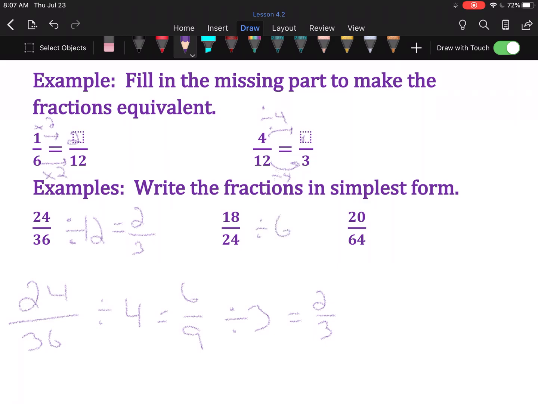18 and 24, I would say 6 is what goes into both of those. 18 divided by 6 is 3. 24 divided by 6 is 4. There is nothing that comes out of both 3 and 4, so that's simplified.